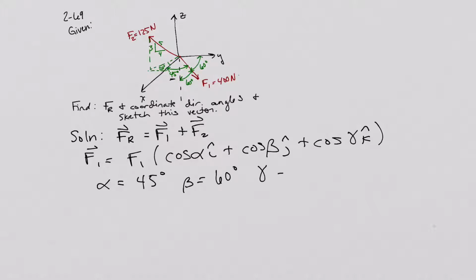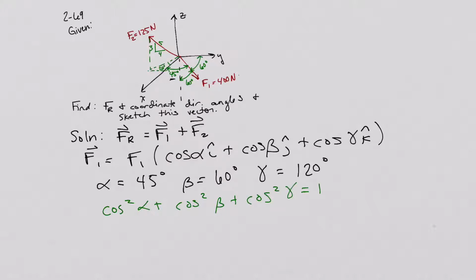And then gamma, and this one may have tricked you, gamma is the angle to the positive z-axis. They give us the angle to the negative z, which is 60. So to get up to the positive z would be 120 degrees. If you're not super confident about whether you got the alpha, beta, and gamma correct, you can always use that relationship just to do a quick verification. It's basically cosine squared alpha plus cosine squared beta plus cosine squared gamma equals 1.